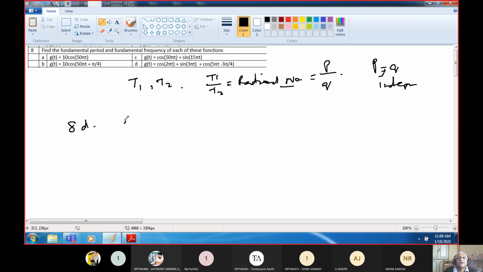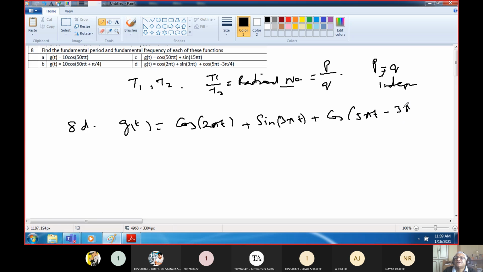In 8D, you have g of t is equal to cos of 2 pi t plus sine of 3 pi t plus cos of 5 pi t minus 3 pi by 4. Okay, with our experience till now, you know very clearly this phase is not at all important. Directly you will take what is T1. T1 is equal to 1, because 2 pi by t. Okay, now what is T2?